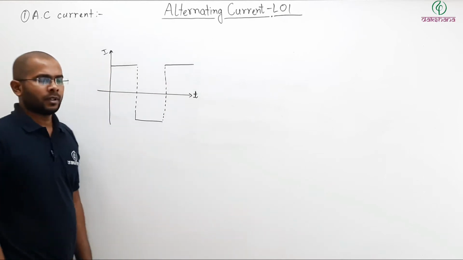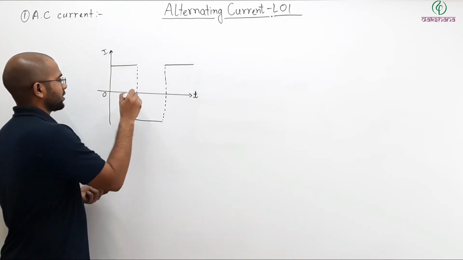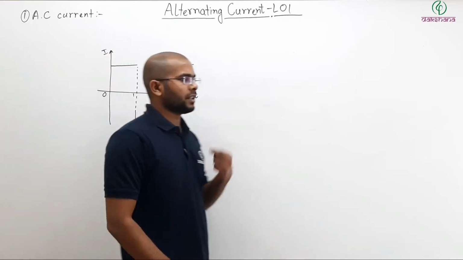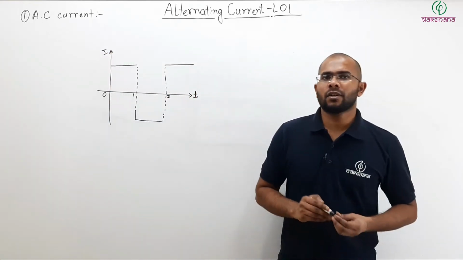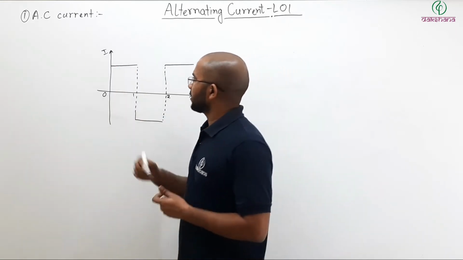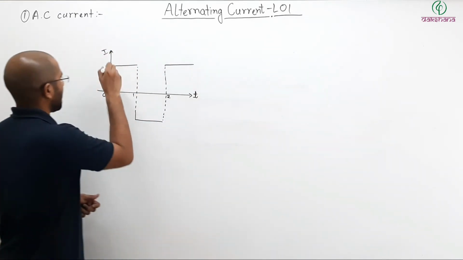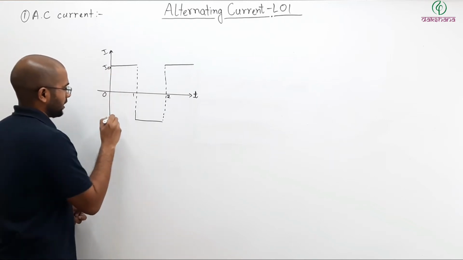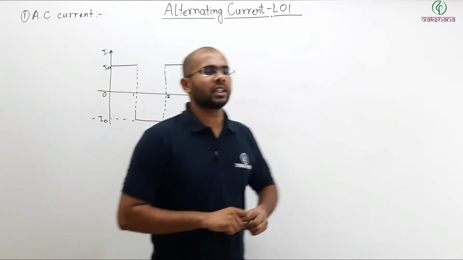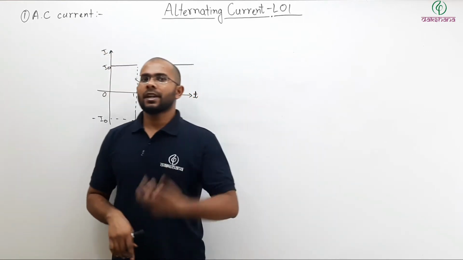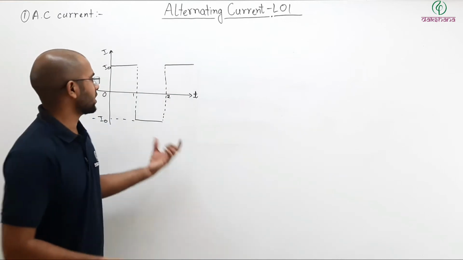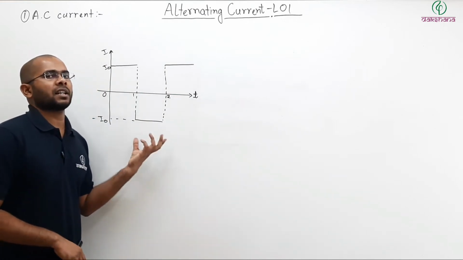At a regular interval, let us say this is 0, this is 1, this is 2 and so on. After every 1 second, the direction of current changes, even though the magnitude of the current remains the same. Let us say this is I naught and this is minus I naught. Even though the magnitude remains the same, after every 1 second the direction of current is changing. So this current will be called an alternating current.